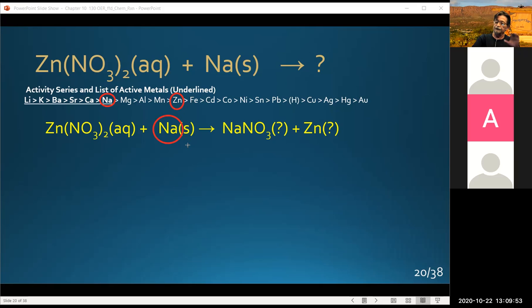How many protons does sodium have? So the element sodium, it's number 11 on the periodic table. How many protons does it have? 11. How many electrons does it have?